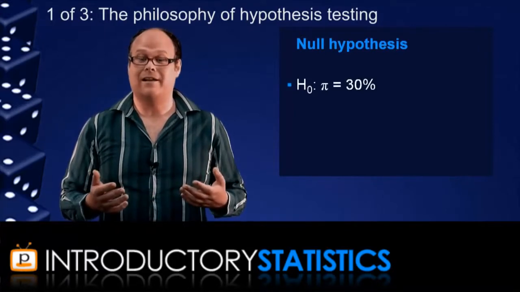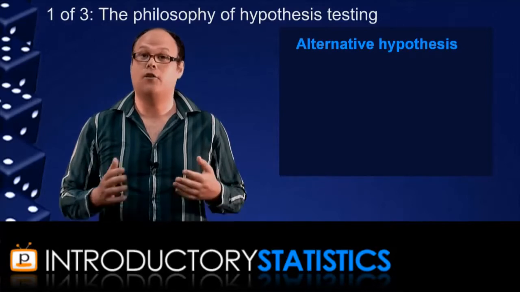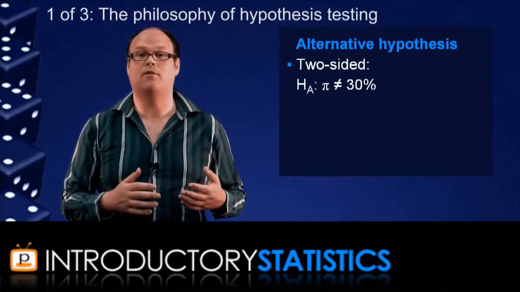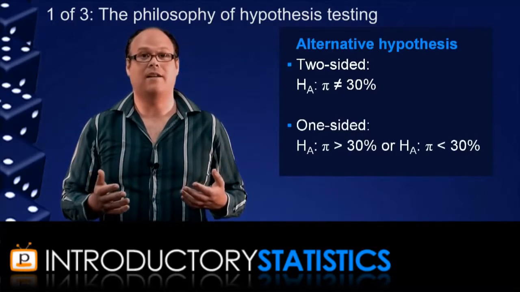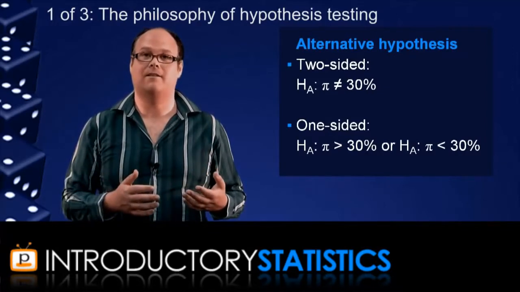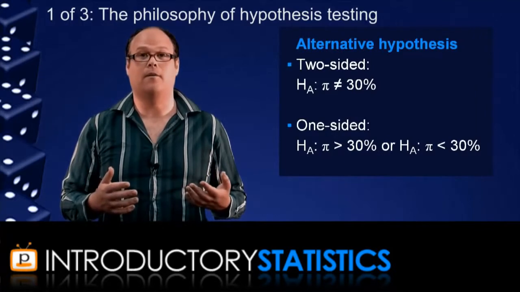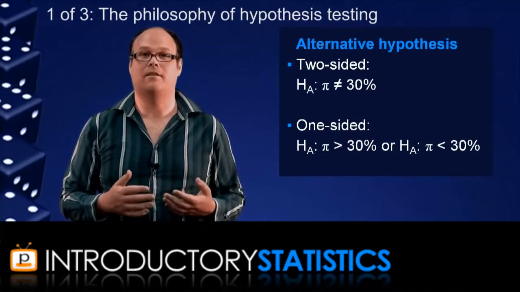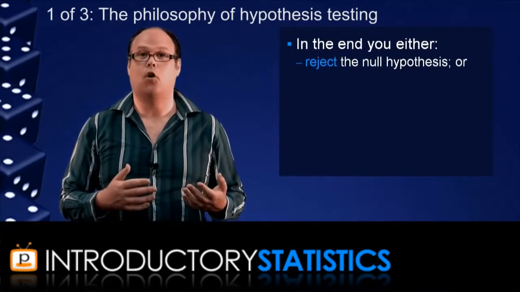When we test this claim, this null hypothesis, we create an alternative hypothesis. Now, the alternative hypothesis can be two-sided, which means that it just says that the proportion is unequal to 30%, or it can be one-sided, which means that it specifically says which side of 30% the true proportion is. For example, a one-sided test might propose in the alternative hypothesis that the proportion of fans that are female is less than 30%. Either way, in the end, we'll either reject the null hypothesis or we won't.